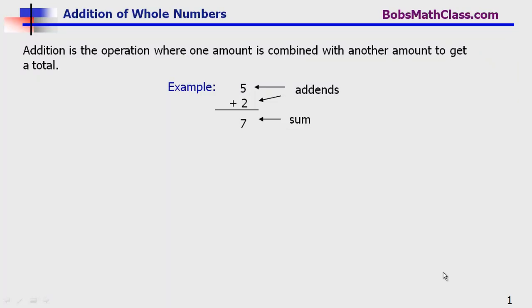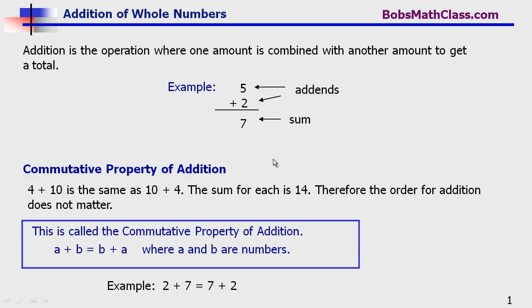Welcome. This video is on addition of whole numbers. Addition is the operation where one amount is combined with another amount to get a total. Some terminology here. The two numbers that are being added together are called addends, A-D-D-E-N-D-S, addends. And the answer to our addition problem is called the sum.